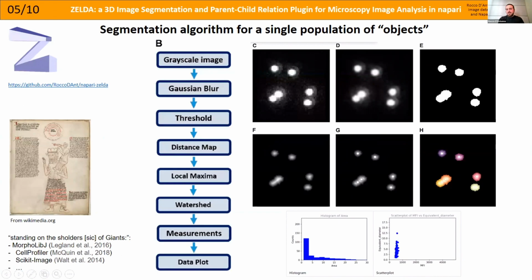Basically, starting from a grayscale image, it is possible with a few steps to arrive at segmentation. For example, we can apply a Gaussian blur to the image in order to homogenize the signal. And we had a very good lesson yesterday on that. We can apply a threshold to create a binary image. We can use a distance map in order to map the pixels into a new type of image where every pixel has the intensity that corresponds to the distance from that pixel to the edge of the object. We can identify local maxima, and we can run watershed.